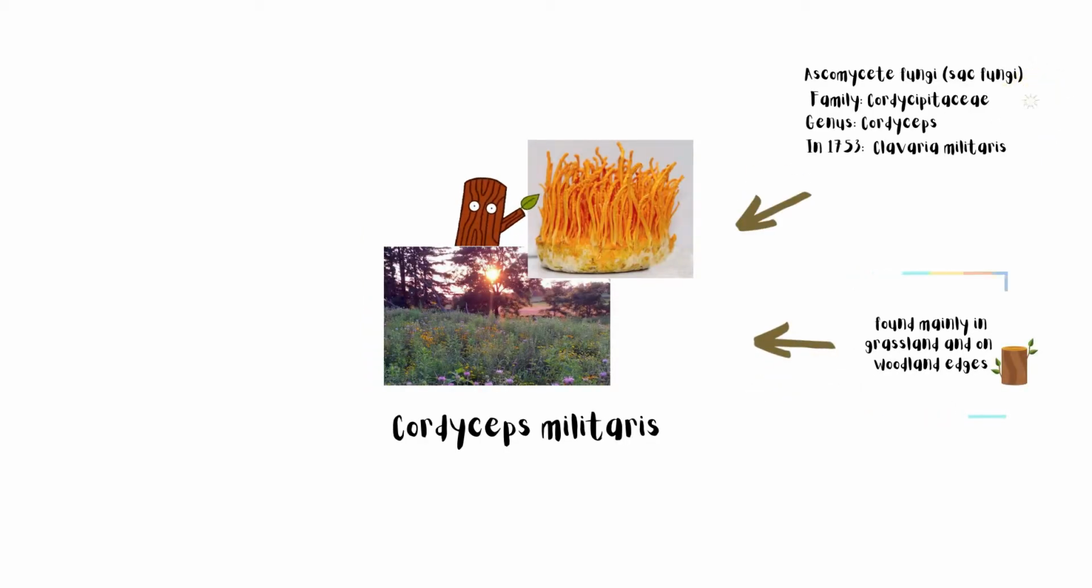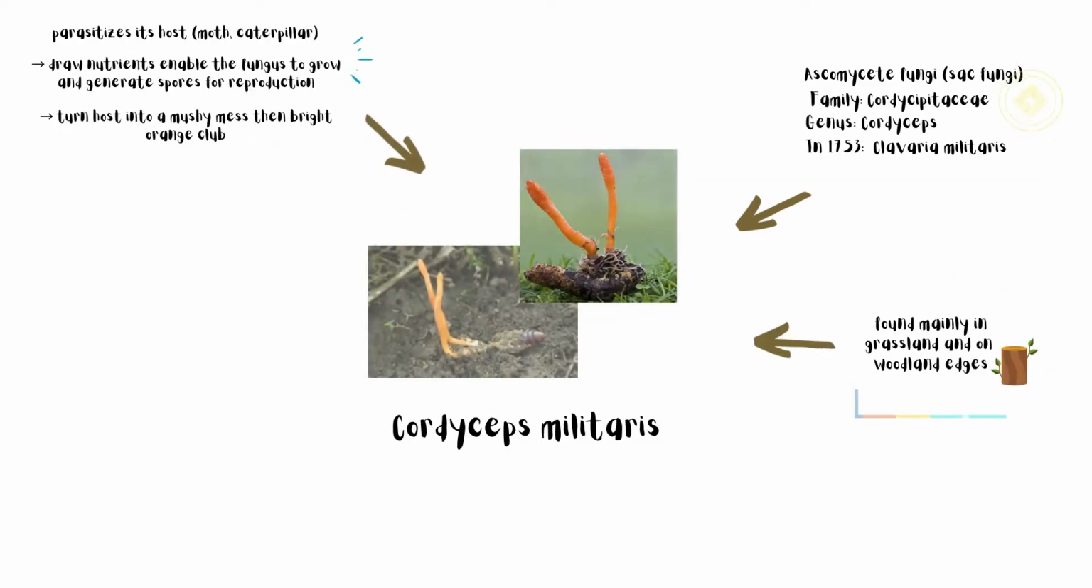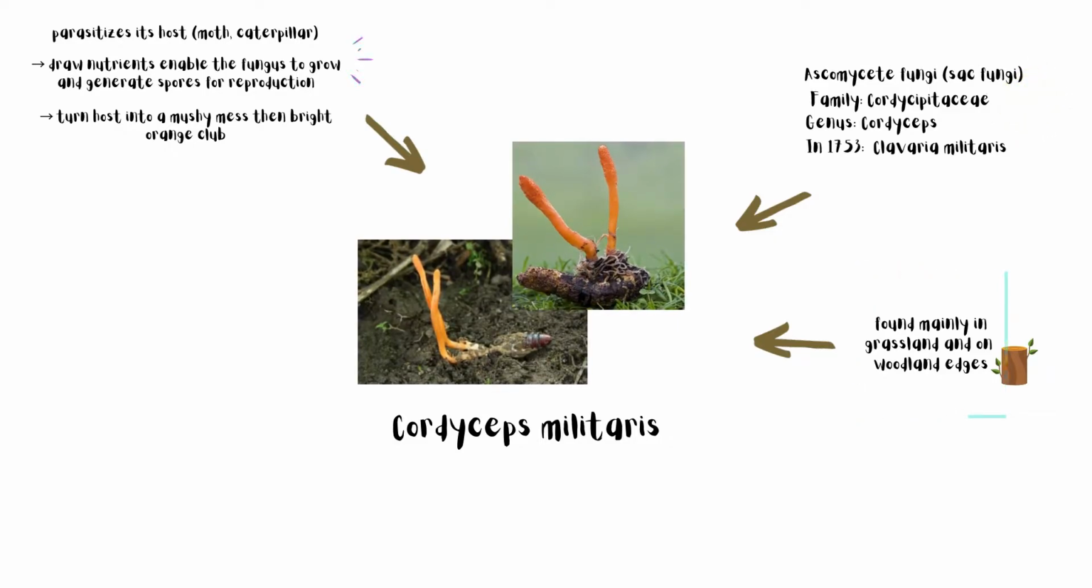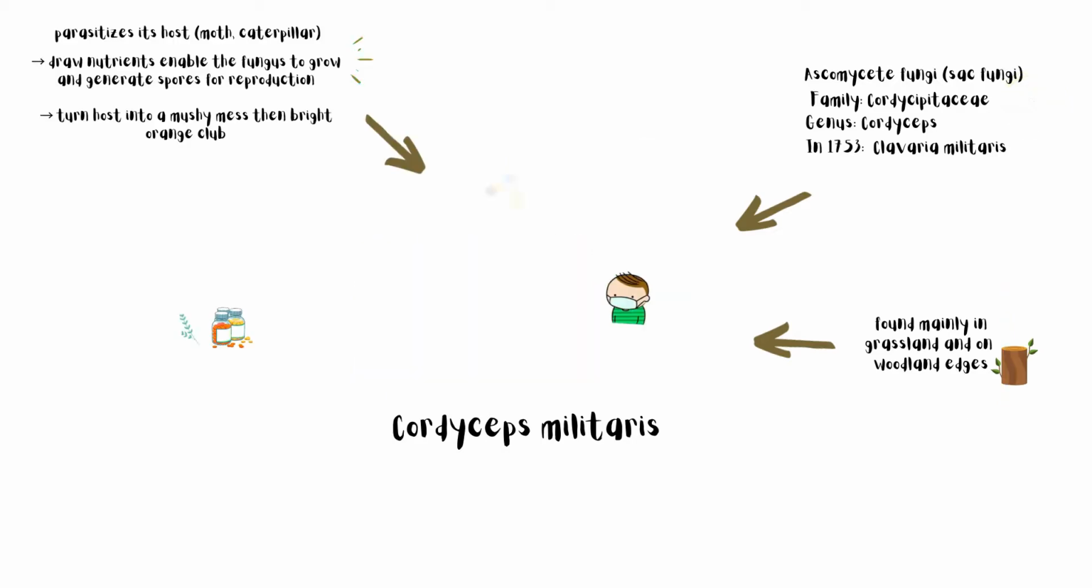Cordyceps militaris are mainly found in grassland and on woodland edges. They also parasitize their hosts, such as moth and caterpillar, whereby they draw nutrition from the host to enable the fungus to grow and generate spores for reproduction. They turn their host into a mushy mass and then push up through the turf as a bright orange cloud.